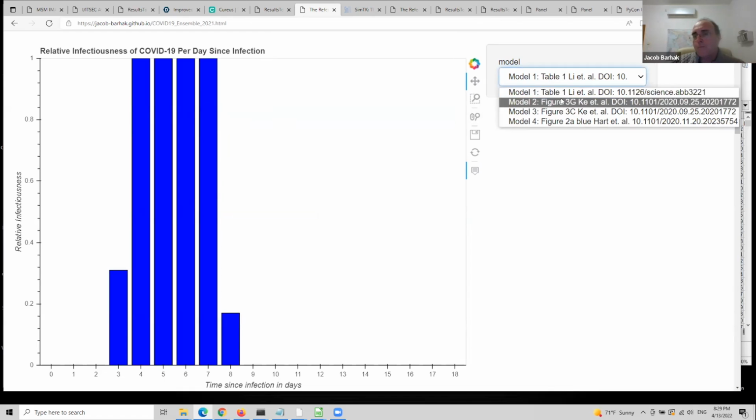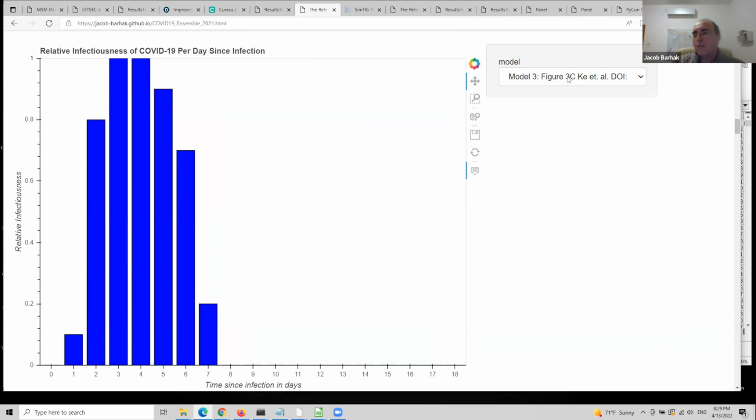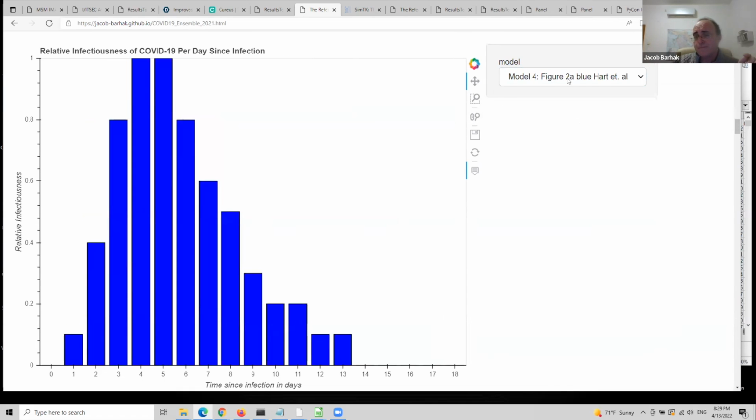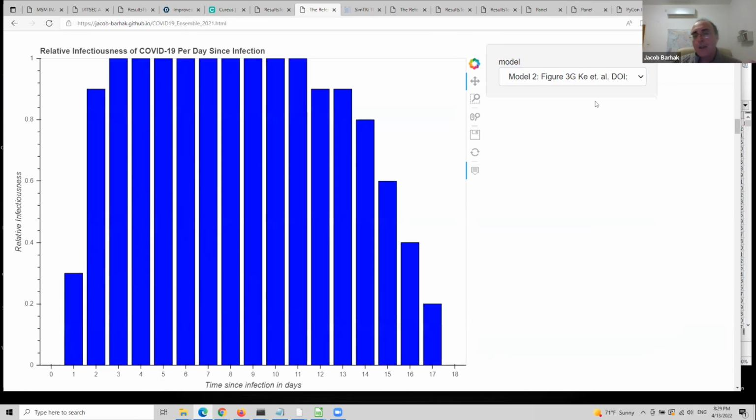So here I'm showing you 4 of the models. Later on, we'll see more. But these are infectious models, meaning at day 1, when the person gets infected, how infectious are they compared to their max? Usually day 3 or 4 is the max, but some models say no, they stay at max infectiousness for many days, 3 to 11.